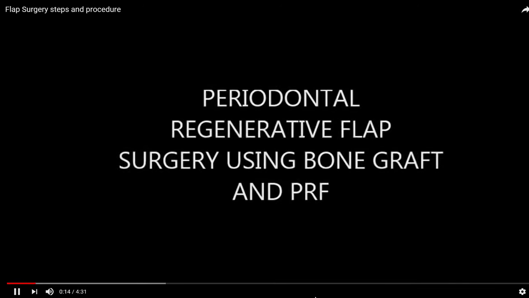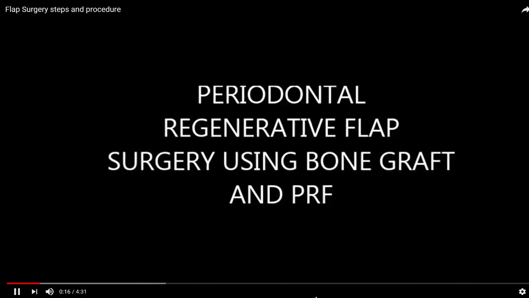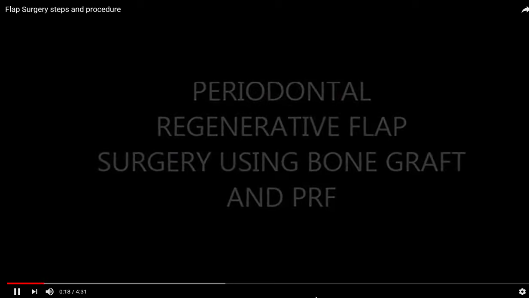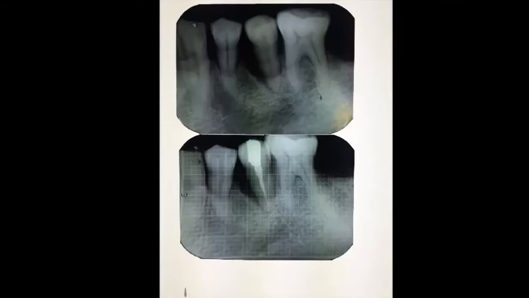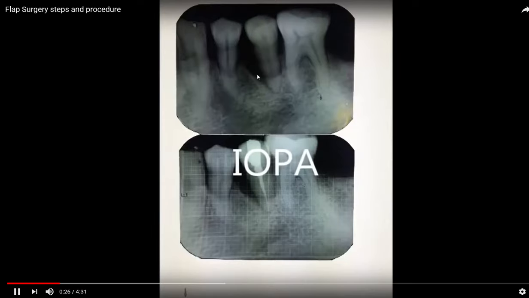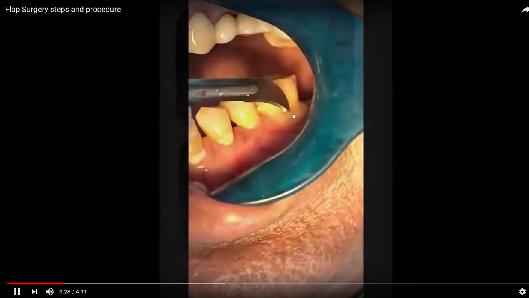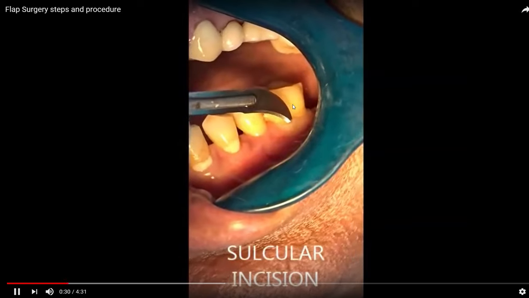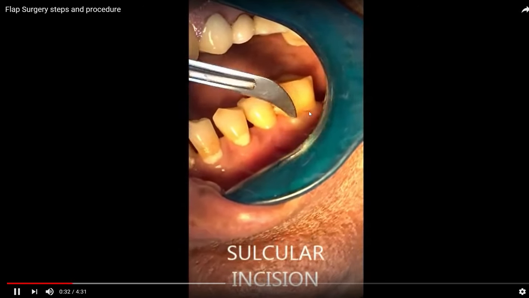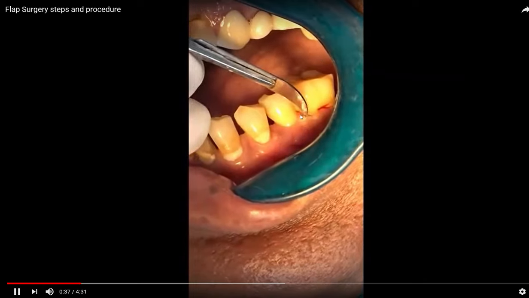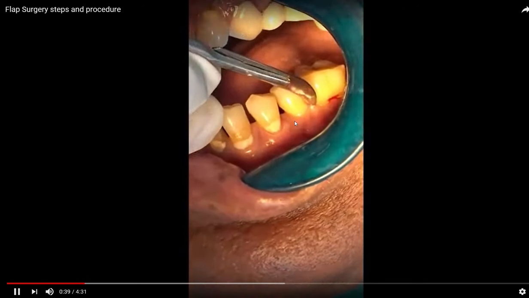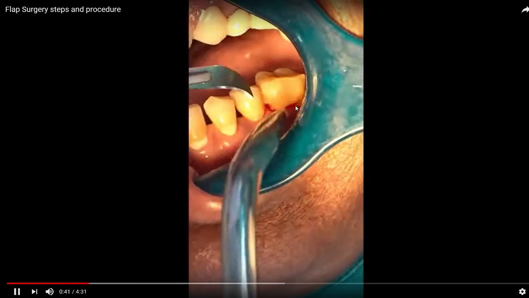Maybe this video can include some bleeding or scary things, but you should be accustomed to this kind of surgery. You can see this tooth is not good. So yeah, this is the cutter. After anesthesia, definitely you should do anesthesia.